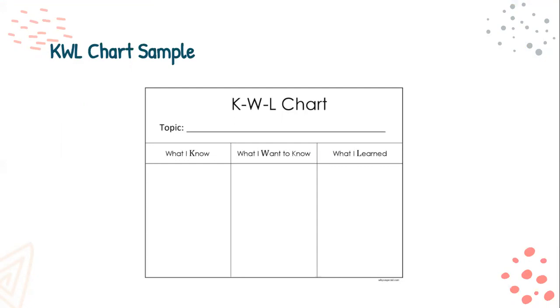In the second column, which is the W section, students record any question they have about the topic. This is when the teacher can find out what interests the students. And in the last column, which is the L section, students will record what they have learned after the topic had been taught.